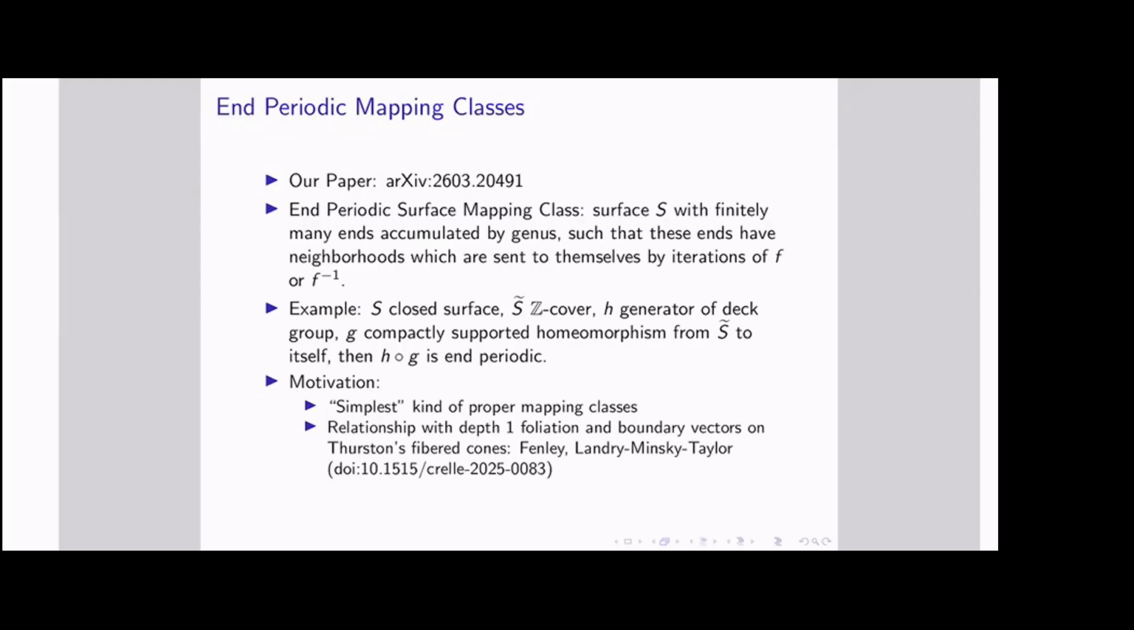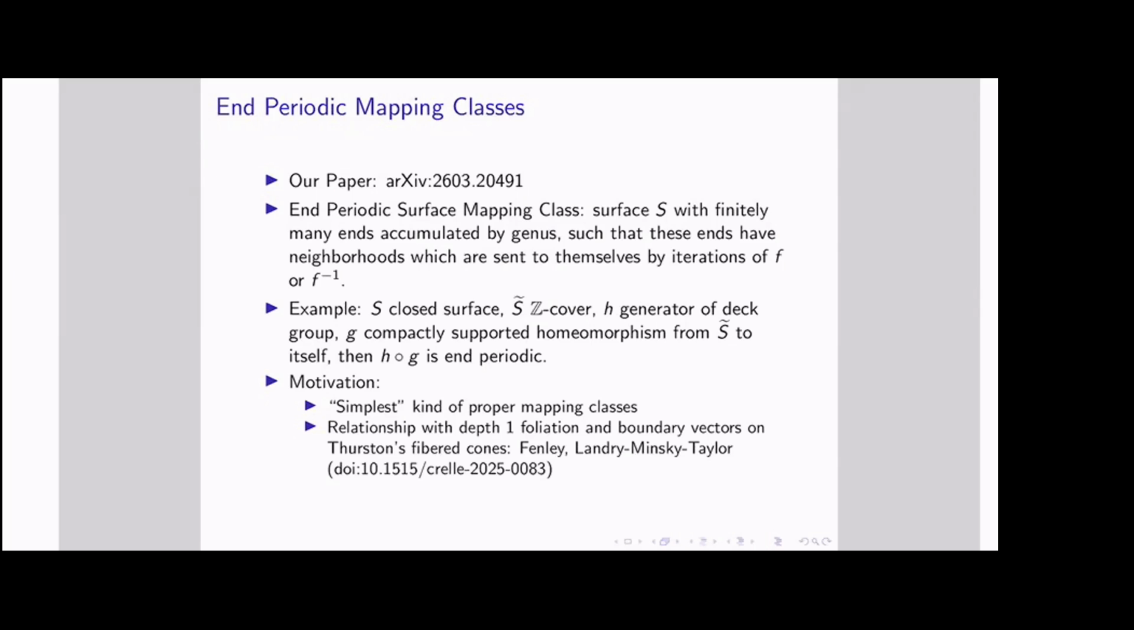So you can, for example, in this particular example that I wrote in the slide, if we know the genus of the surface S, we know this cover, and then G is compactly supported. So basically, we just need to know what happens for G inside a compact region. So the genus of S and also the behavior of G inside the compact region, both of these are a finite amount of data. So it's possible to write this down using this kind of simpler information.